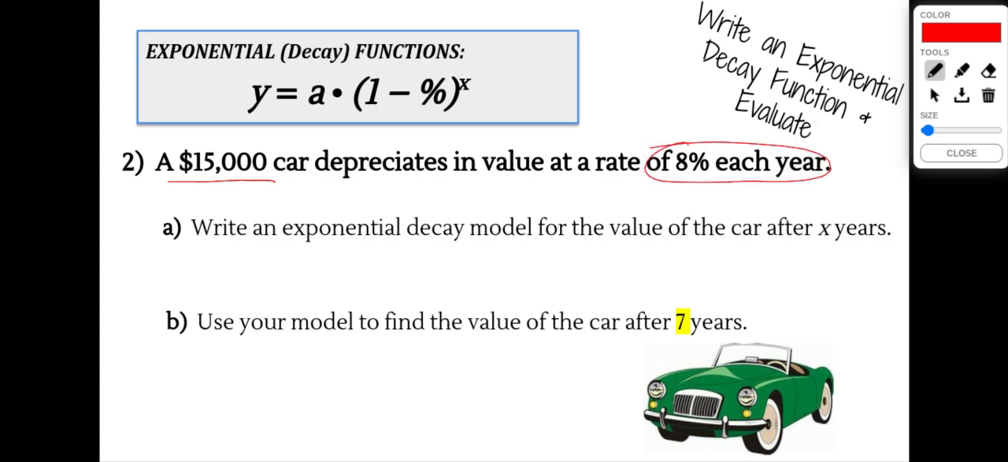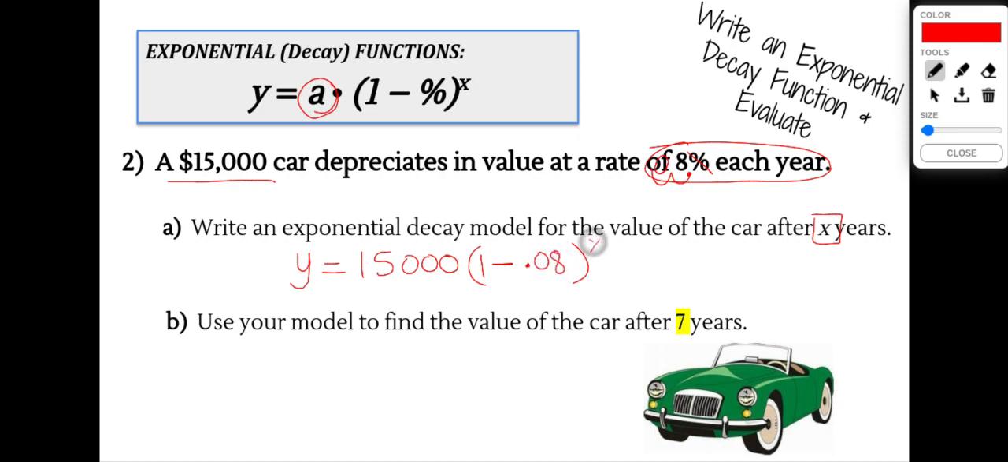So part A is just asking us to write an exponential decay model for the value of the car after just x years, any number of years. So we're going to use x. Just very basic. All right, let's start with y equals. If it's a $15,000 car, that's the a value. Big parentheses. So I have a 1, that's 100%. Remember, 1 as a percent is 100% of the 15,000 that we start with, and then we're going to subtract 8%. Now go to the 8%, decimal point is here, back it up, back it up. We want to change that percent into a decimal, so 0.08.